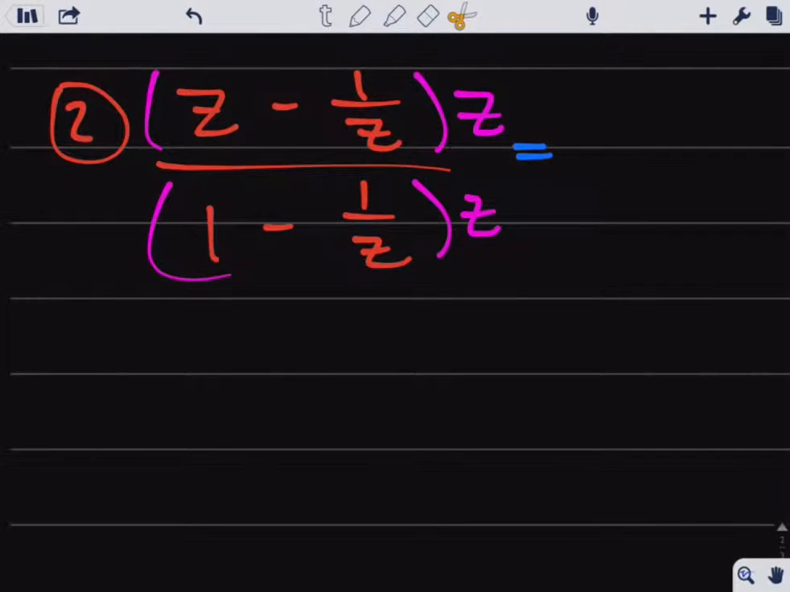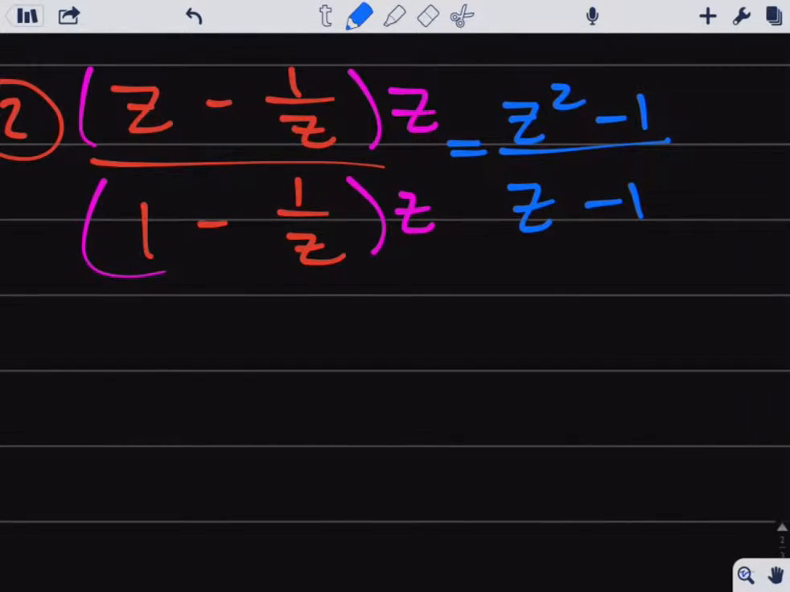All right, z times z gives me z squared. Here, z times 1 over z is just 1. Z times 1 gives me z. And z times 1 over z is minus 1.